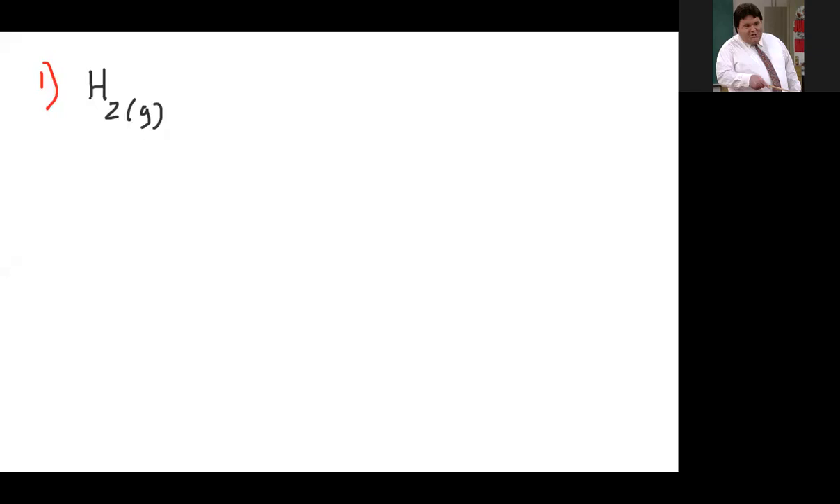And then it says "and." When I see the word "and," I'm just going to put the plus symbol, just like in math class. And means plus. Then it goes to oxygen gas. Oxygen gas is an element, so I'm going to put the symbol for oxygen, O, but then I realize O is diatomic, so I can't just leave the symbol. It's got to be O with a 2. And then it's a gas, so I put a little g over here for gas.